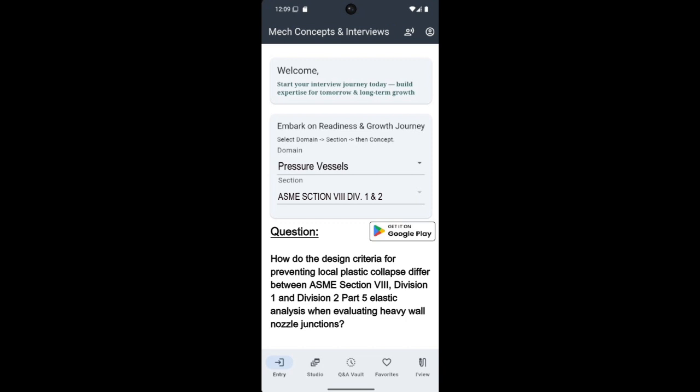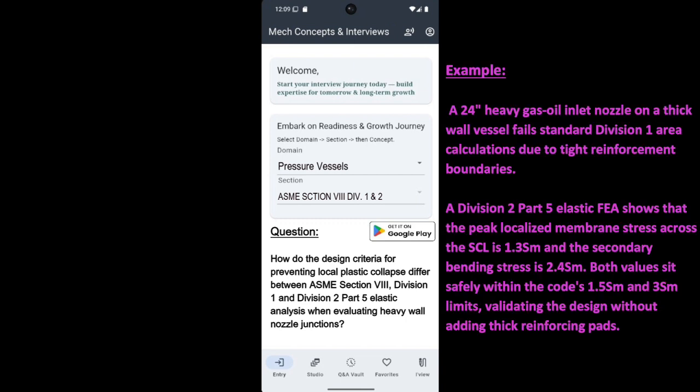Provide a specific scenario where Division 1 methodology mandates a failure, but Division 2 Part 5 safely validates the physical reality of the design. Consider the engineering of a 24-inch heavy gas oil inlet nozzle on a thick-wall hydrocracker vessel. If you run standard Division 1 area calculations, this design frequently fails on paper. Due to the reinforcement boundaries.